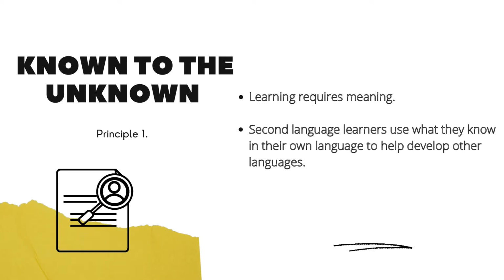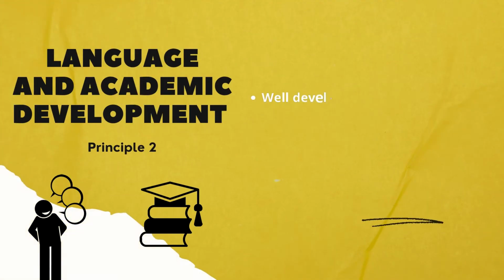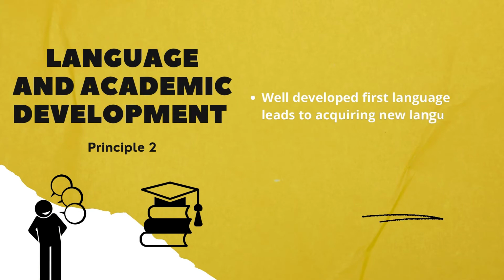The second principle is language and academic development. Students with well-developed skills in their first language have been shown to acquire additional languages more easily and fully, and that in turn has a positive impact on academic achievement. With this, it is highly recommended that teachers continue the oral development of the first language and begin reading in their mother tongue to strengthen second and third language learning, as well as academic achievement across the curriculum.